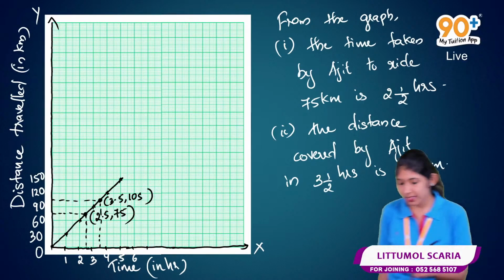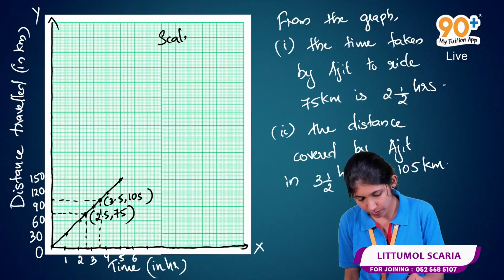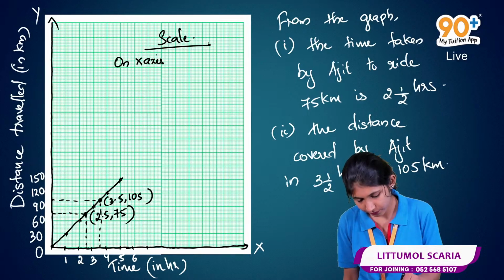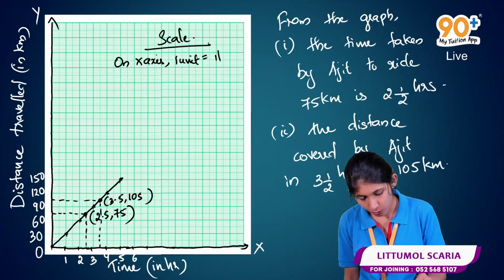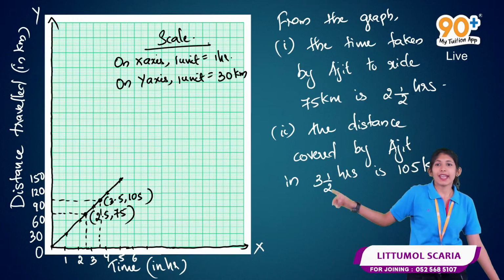One more thing, we missed one more thing. What is that? Don't miss it. Even if I miss it, you shouldn't miss it. On the x-axis, 1 unit is equal to 1 hour. On the y-axis, 1 unit is equal to 30 kilometers. Don't forget this.